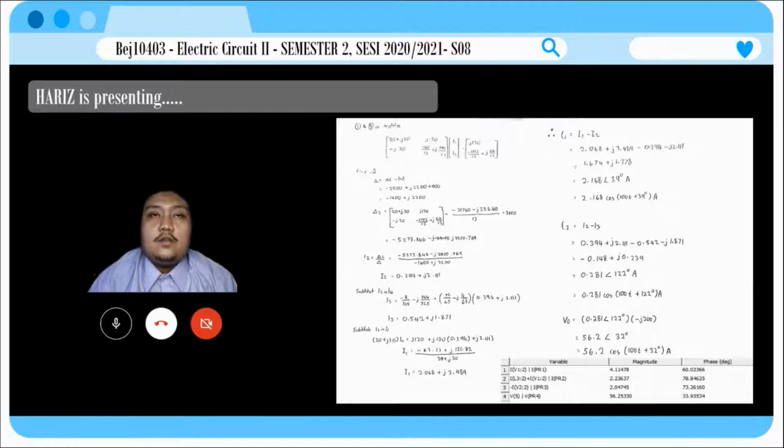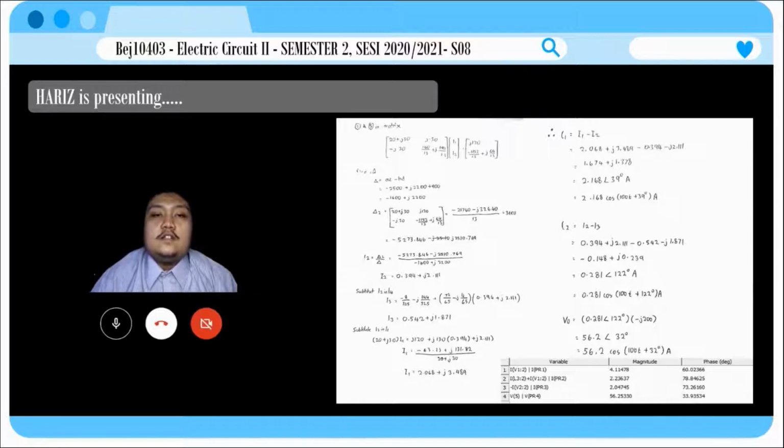So to summarize, the I for loop 1 is I1 minus I2, which is 2.068 plus j3.489 minus 0.394 minus j2.11, and then the value will be 2.68 cos(100t + 39 degrees) ampere. For the second one, I2 is 0.281 cos(100t + 122 degrees) ampere. And the last one is Vout, 56.2 cos(100t + 32 degrees) volt.